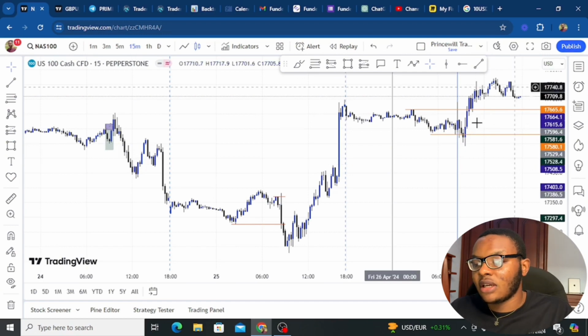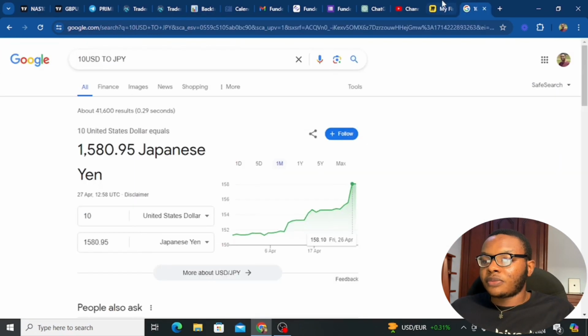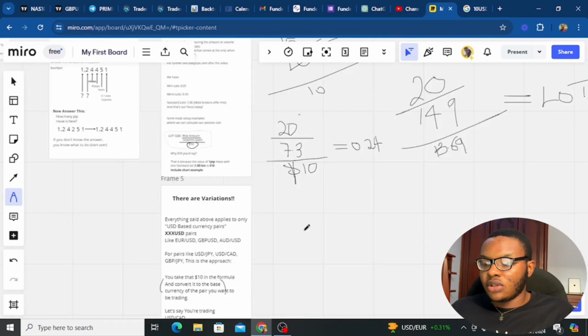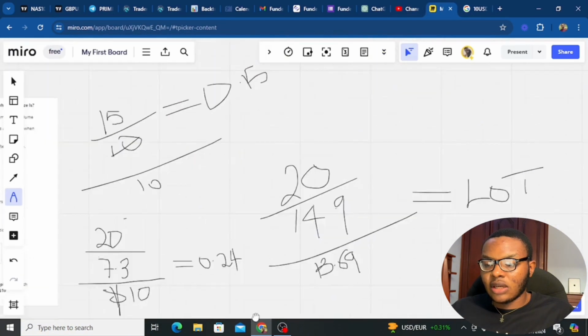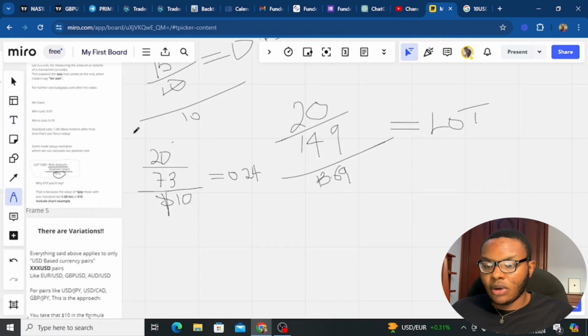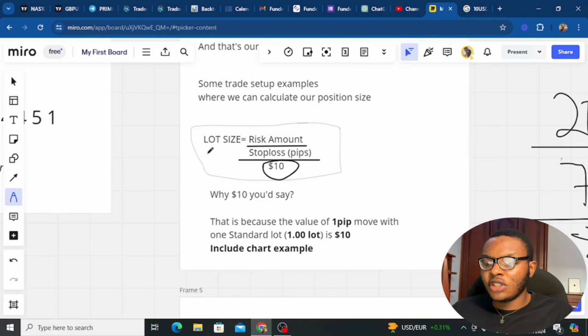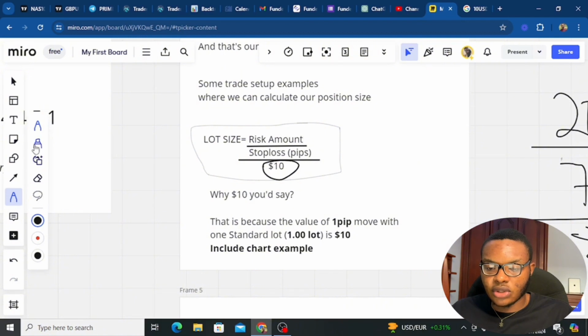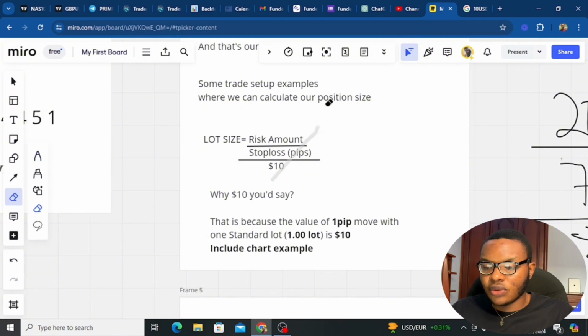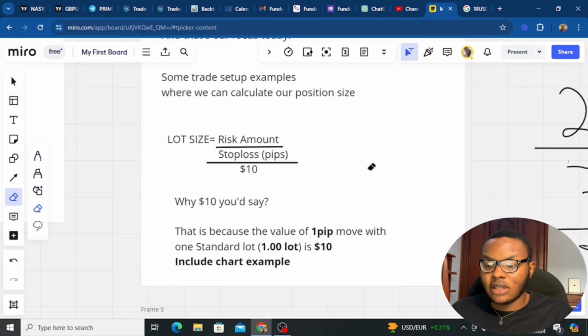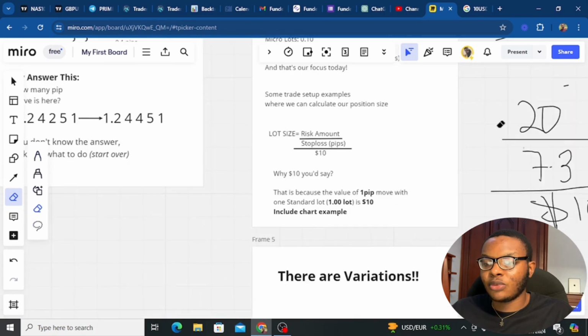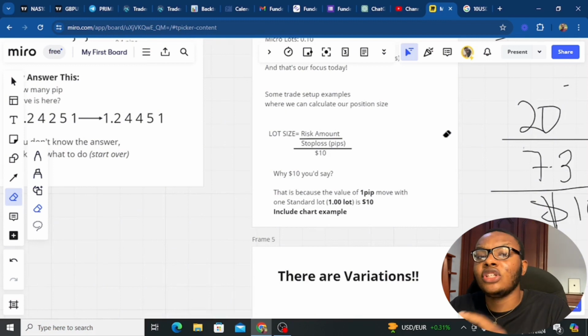So yeah, that's it. I believe I've done enough justice to knowing how to calculate your lot size, and I'll basically just do a recap of what it takes. If you'll be watching this video, I think you either take a screenshot of this. Let me erase all of that so you have something clear to take a screenshot of. Or you just write it out. It's very simple. Your lot size is the risk in amounts in USD.